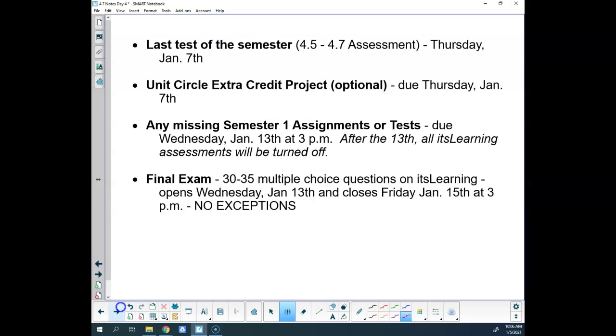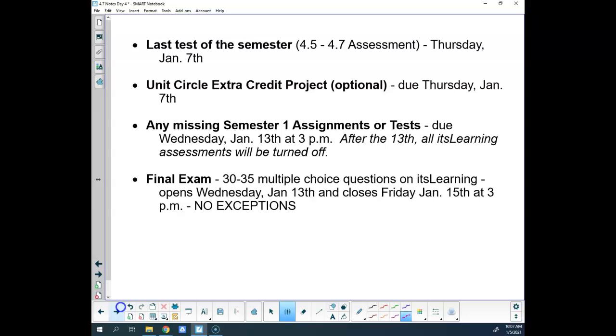Then, the final exam, you will have a semester final in here. It will be 30 to 35 multiple choice questions, and it will be taken on It's Learning. We're going to open it Wednesday, January 13th, and we're going to close it Friday, January 15th at 3 p.m. And that is a hard deadline because Friday the 15th is the last day of the semester.